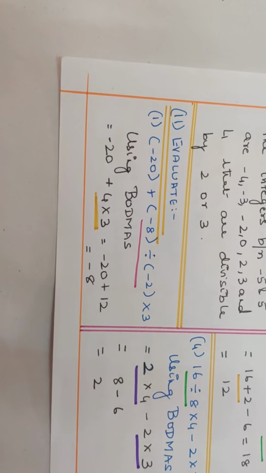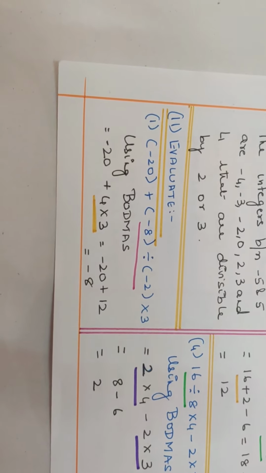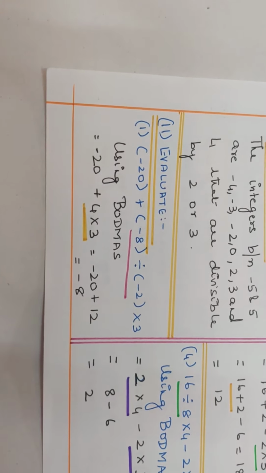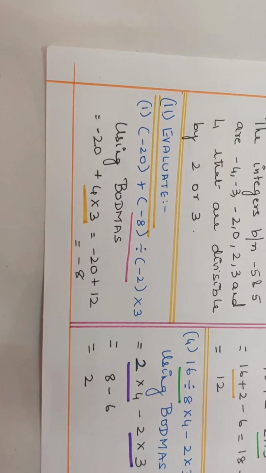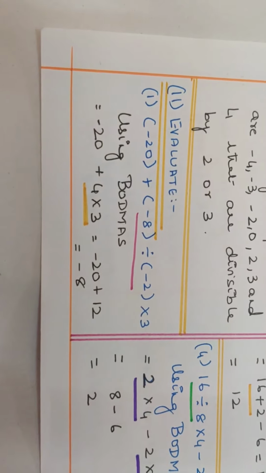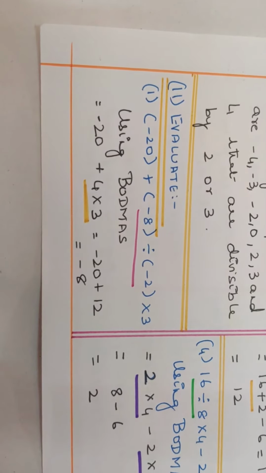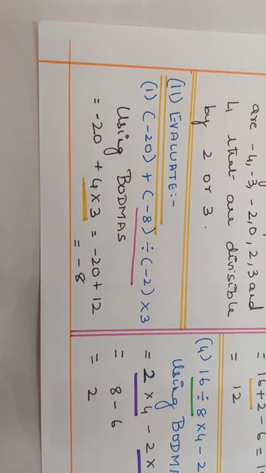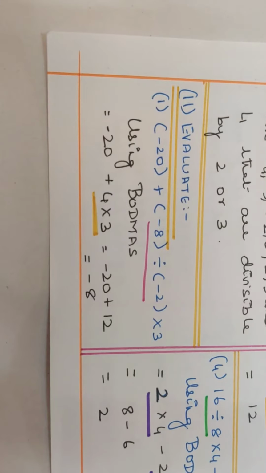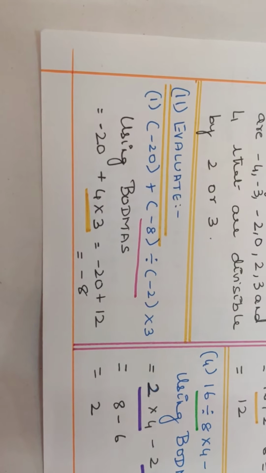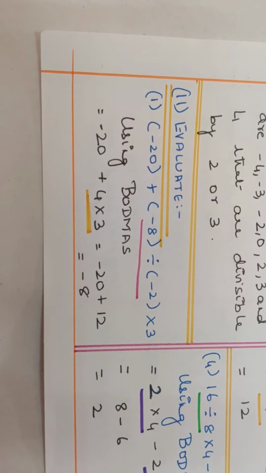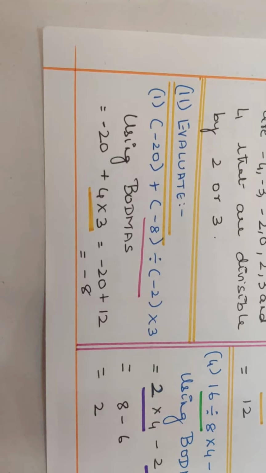Now we move on to the 11th sum which says evaluate. All these sums in 11, we have about 9 sums maybe in evaluate. So all these are based on BODMAS principle. Minus 20 plus 8 divided by minus 2 into 3. Again, I will remind you here, I have marked the operations that I perform in different colors so that it is easy. So using BODMAS, it becomes minus 20 plus 4 because minus 8 divided by minus 2 is 8 by 2, that's 4. Minus divided by minus is plus. So I retain it as plus 4 into 3.